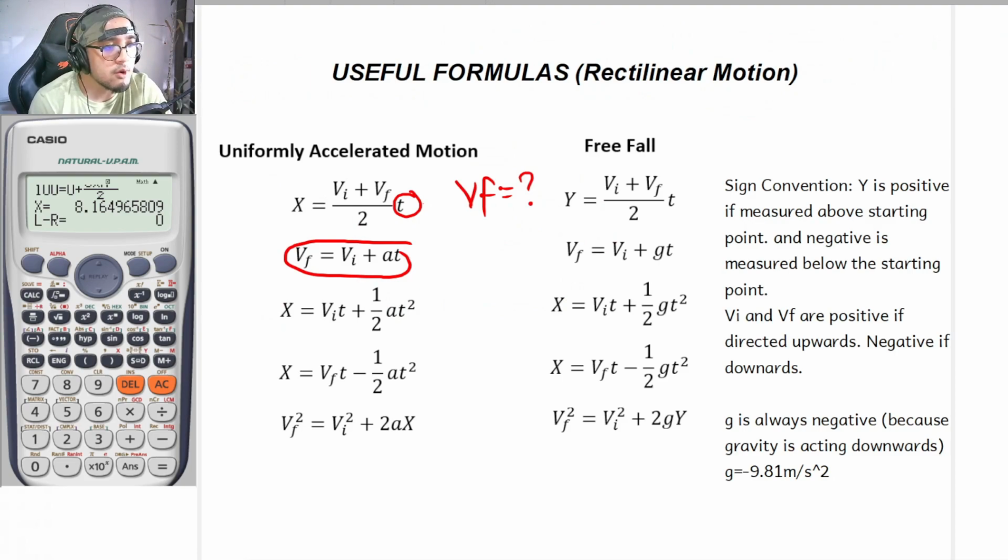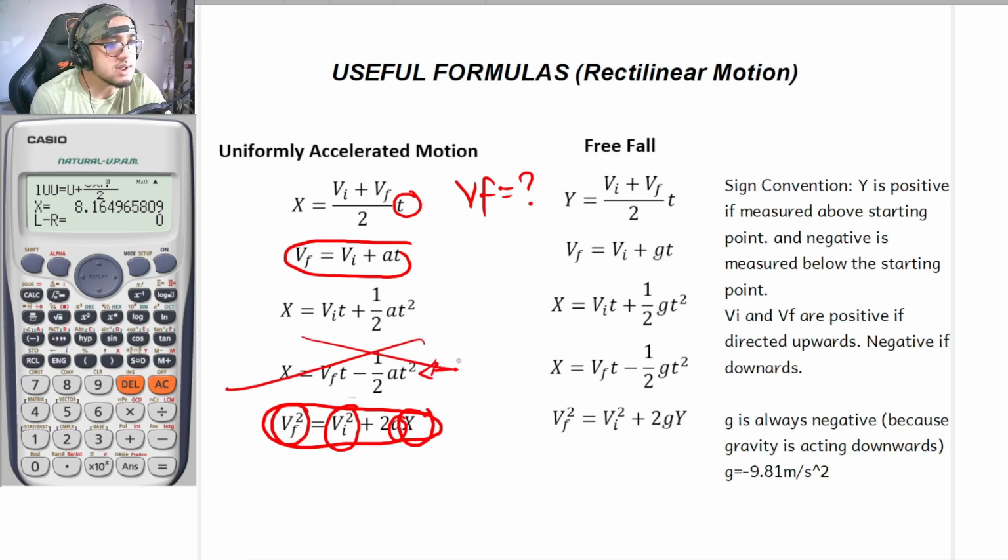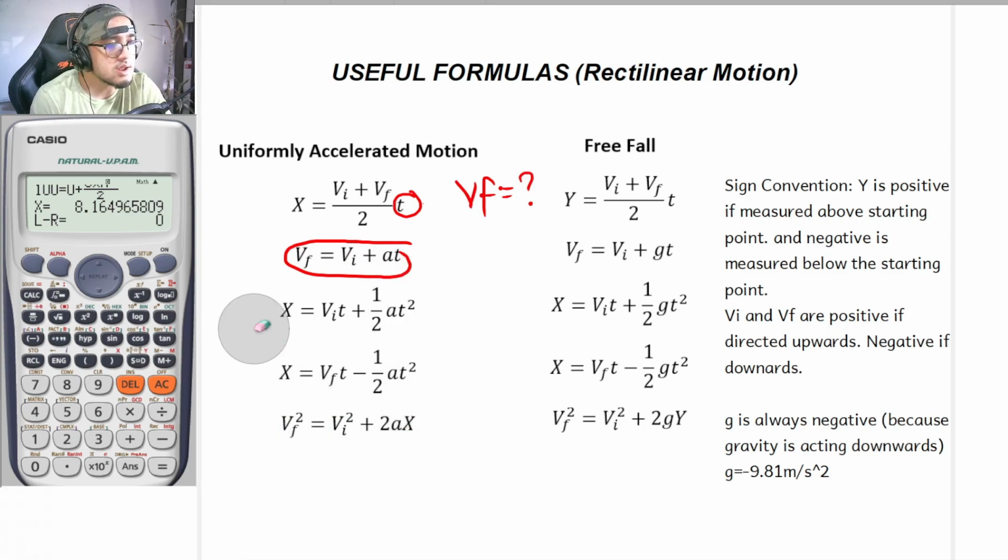So the formula must have x and also VF. We can actually make use of this equation here or this equation here because we have x and VF, and we already know the values of our VI and our A. However, we cannot make use of this once again because we do not know the time. So it turns out this is not possible, because we do not know the time. So let us just make use of this equation here, because we know all the values except the unknown.